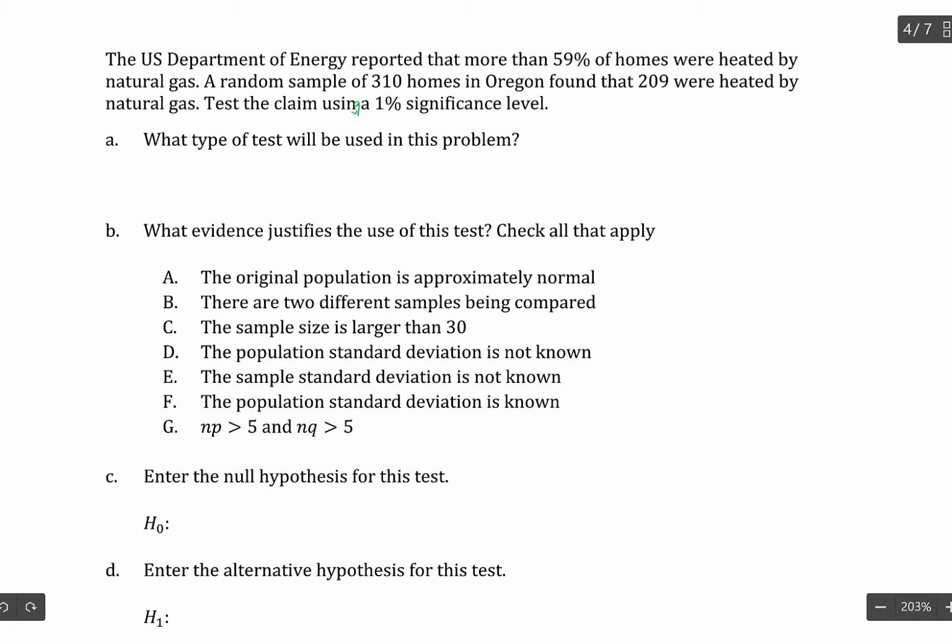If we identify the claim, that will help us determine what type of test to use. So let's parse that out first. We have the Department of Energy reporting, so claiming, that more than 59% of homes were heated by natural gas. So our claim is a percentage, so we'll use P for the proportion or percentage of homes, is more than 59%, so greater than 0.59. So we're testing a percentage, which means this is a test for a proportion.